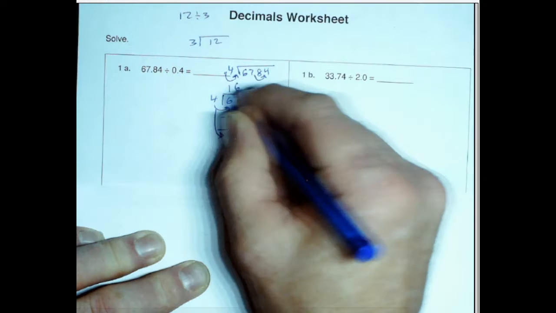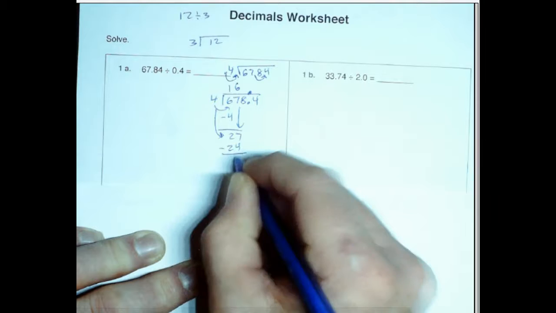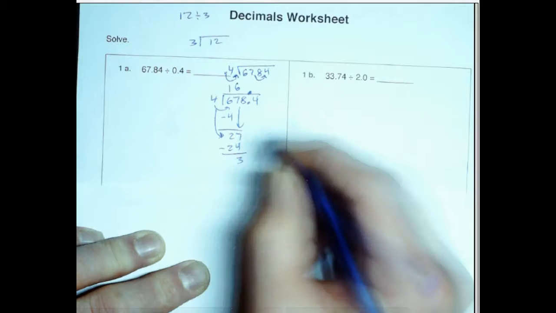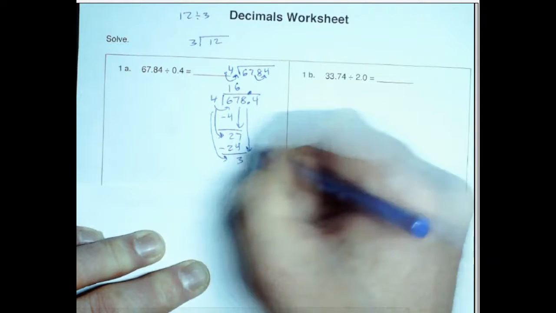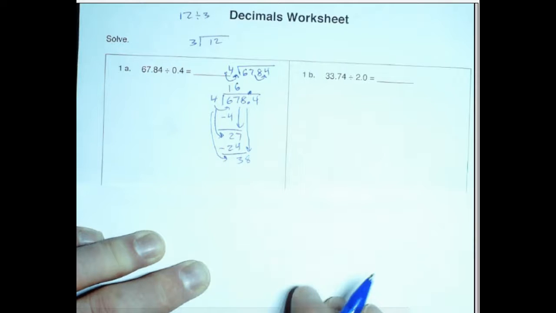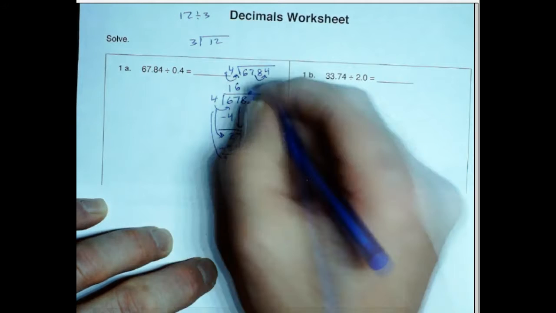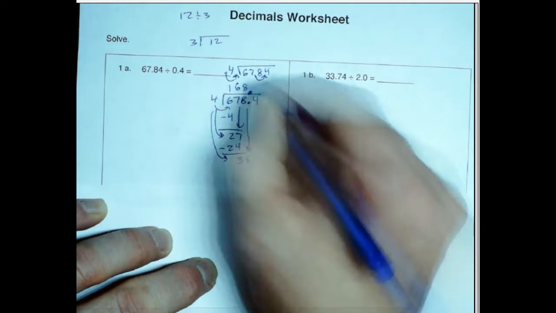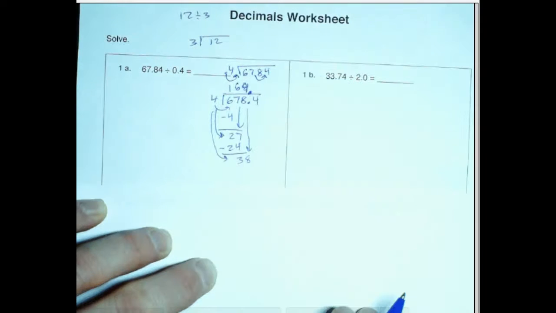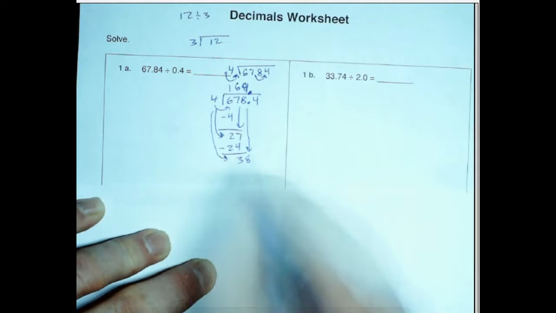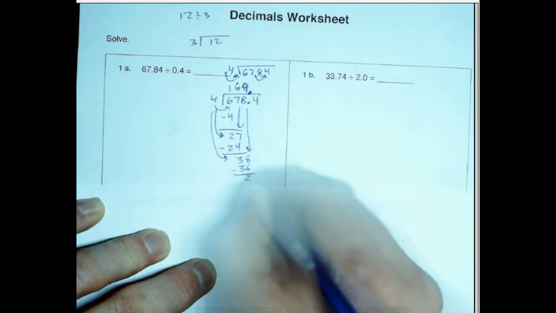So 6 times 4 is 24. Let's subtract that out. We have a remainder of 3. 4 doesn't go into 3, but I can bring that 8 down. 4 will go into 38. It'll go in there 9 times. Sorry about that. 8 would be 32, 9 would be 36. And subtract that out. We have a remainder of 2.